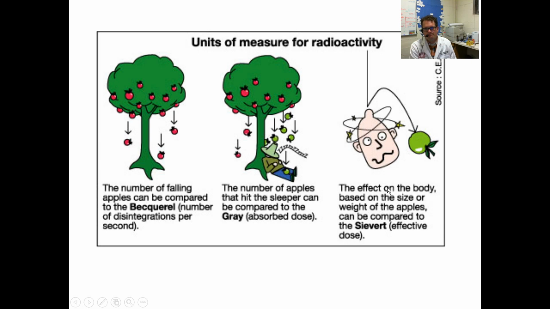And then the actual effect on the body, in this case, the apple is making a bump on the guy's head, but it could be any kind of other negative health effect on the human body. That's going to be the effective dose, and that's measured in the sievert.